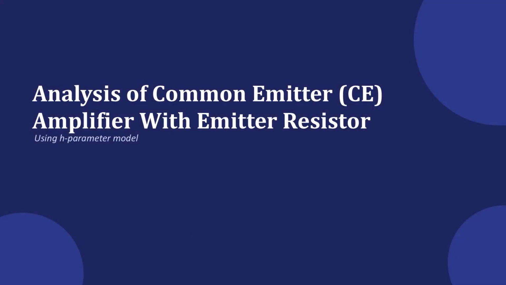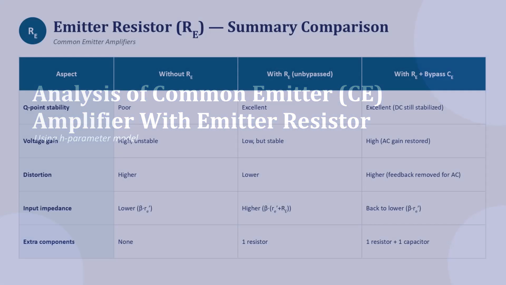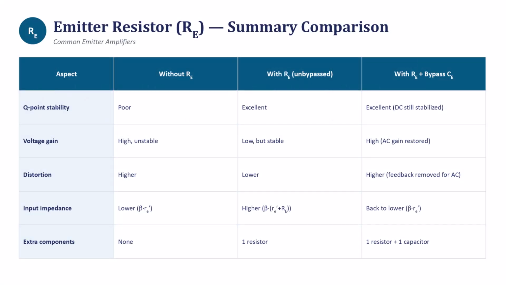Welcome to today's lesson, Analysis of the Common Emitter CE Amplifier with an Emitter Resistor. We will be using the H-parameter model to work through this circuit's behavior, including its current gain, voltage gain, input resistance, and output resistance, and we will finish with a full worked example. Before we get into the mathematics, let's look at the big picture.